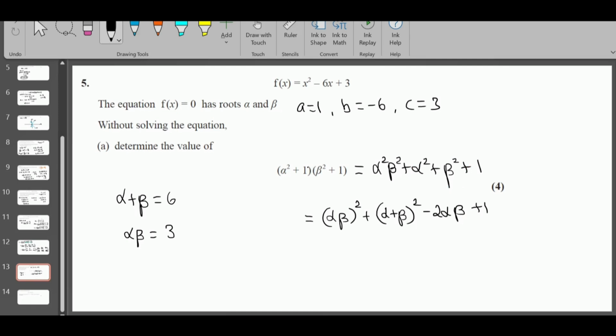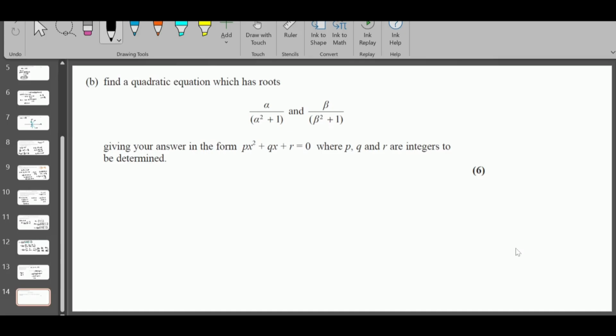Alpha beta is 3. 3 square plus 6 square minus 2 times 3 plus 1. 3 square is 9, 6 square is 36, 45, 46 minus 6 is 40. That's all. It's a 4-mark question. Let's move on to part B now. Find the quadratic equation which has these two roots.